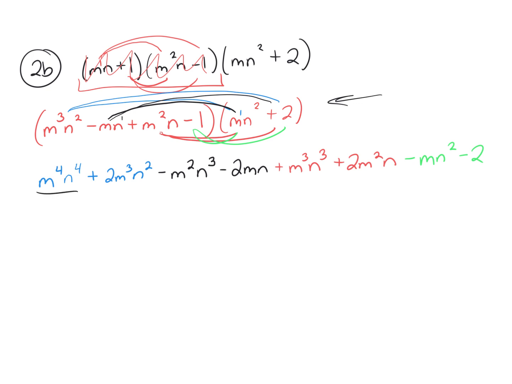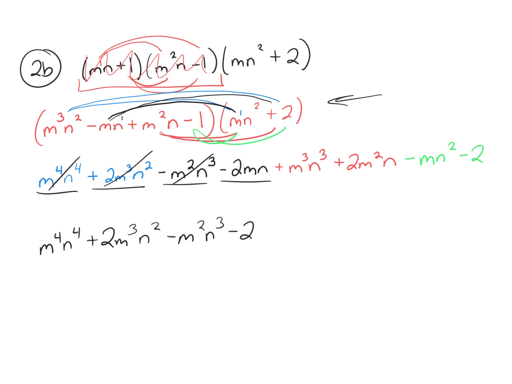Does it have a like term? Nope, so I'm going to keep it. This one, does it have a like term? It does not. Does this one have a like term? Nope. Does mn have a like term? No. It does not. Does m to the third, n to the third have a like term? No. What are you noticing? None of them have like terms.